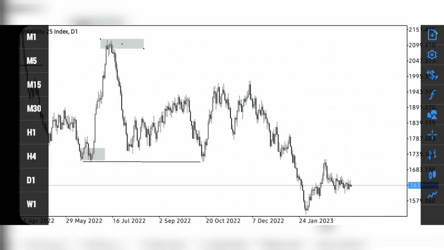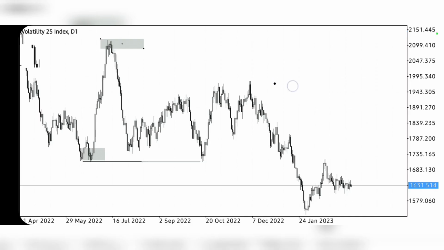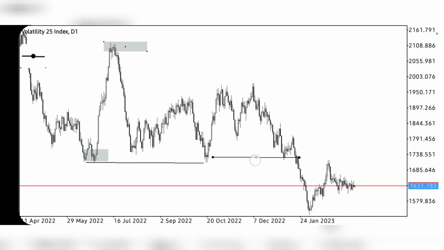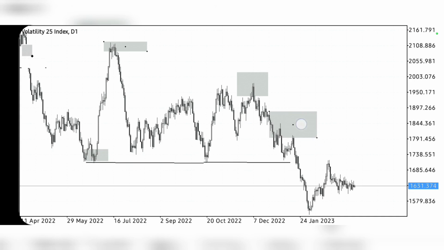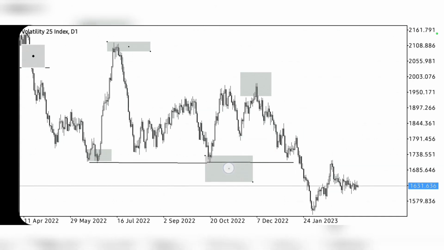So for instance, the last structure range that we have is here. This is our last structure range, from this particular high till this break of structure. This is the structure range, the last structure range that we have.